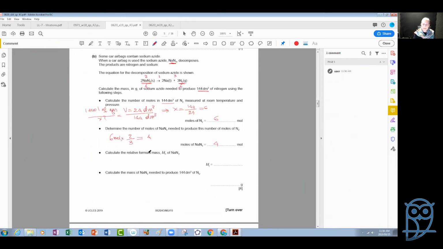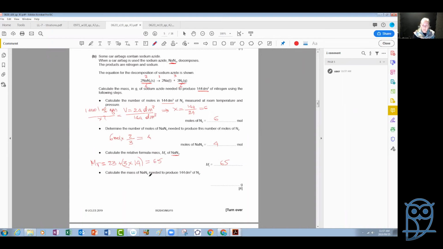Now, calculate the relative formula mass of sodium azide. The relative formula mass is the relative atomic mass of sodium plus 3 nitrogens. Sodium is 23, which we find from the periodic table. So 23 plus 3 times the atomic mass of nitrogen, which is 14. This is 65. So the relative formula mass is 65.